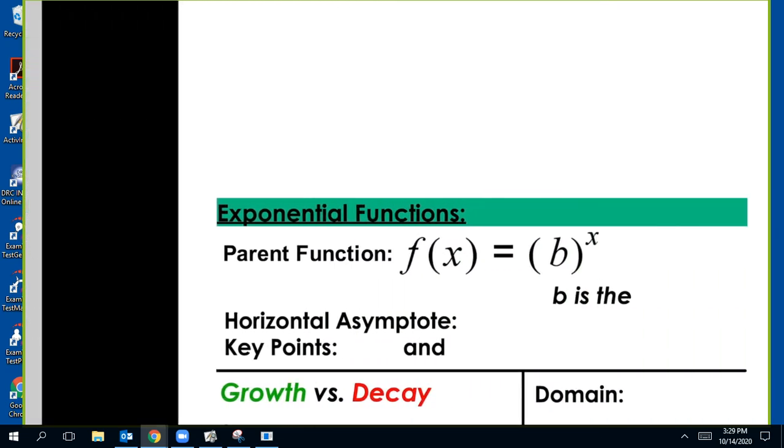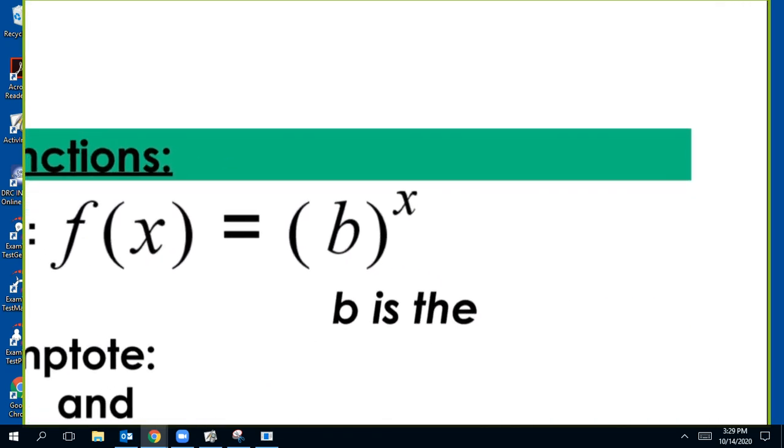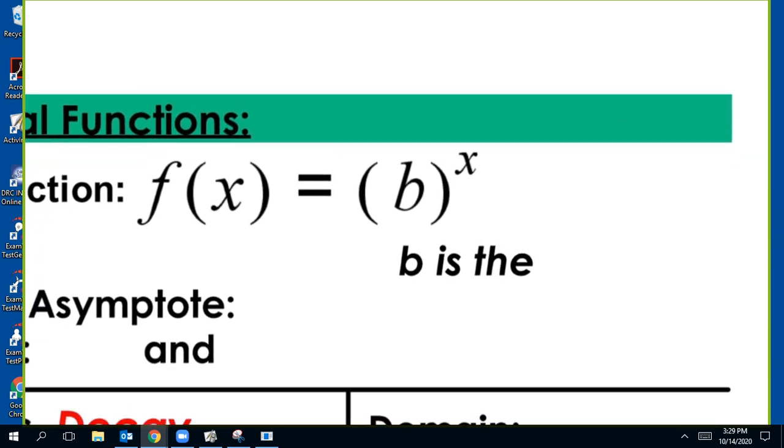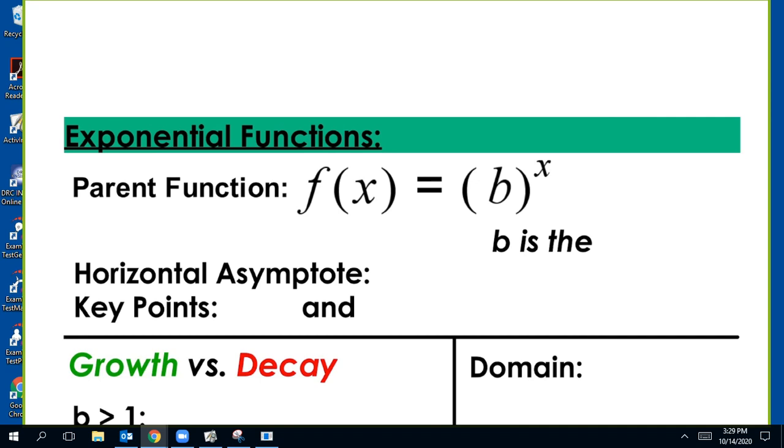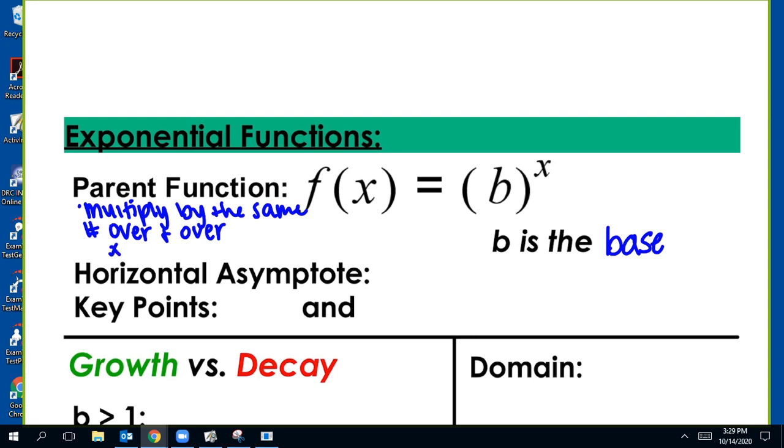Exponential functions have a parent function form, f of x equals b to the x, and b is the base. You can put that there. They come when you multiply by the same number over and over, which is how it connects to a geometric sequence.